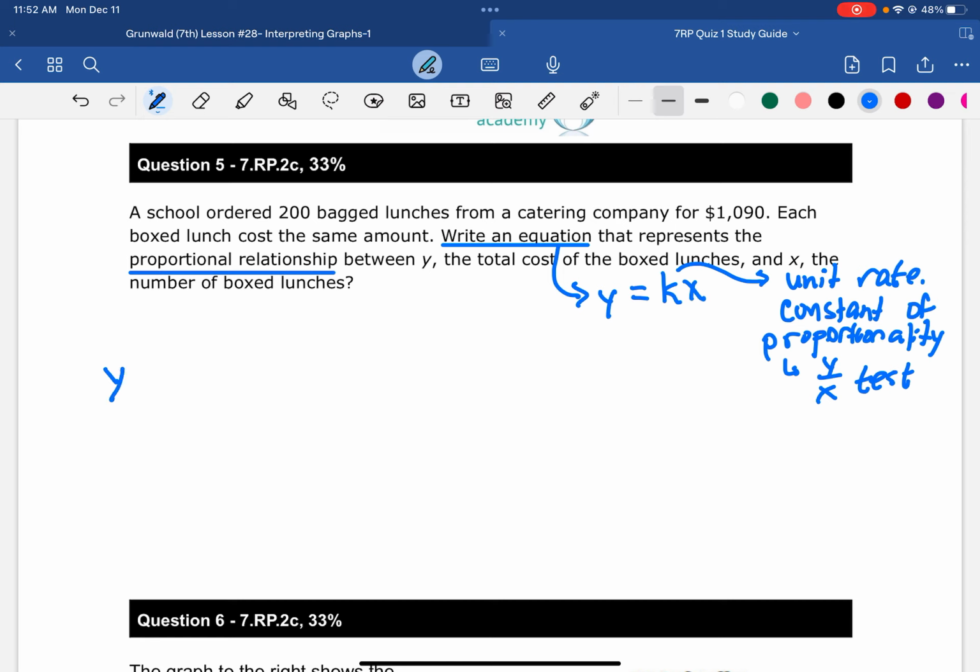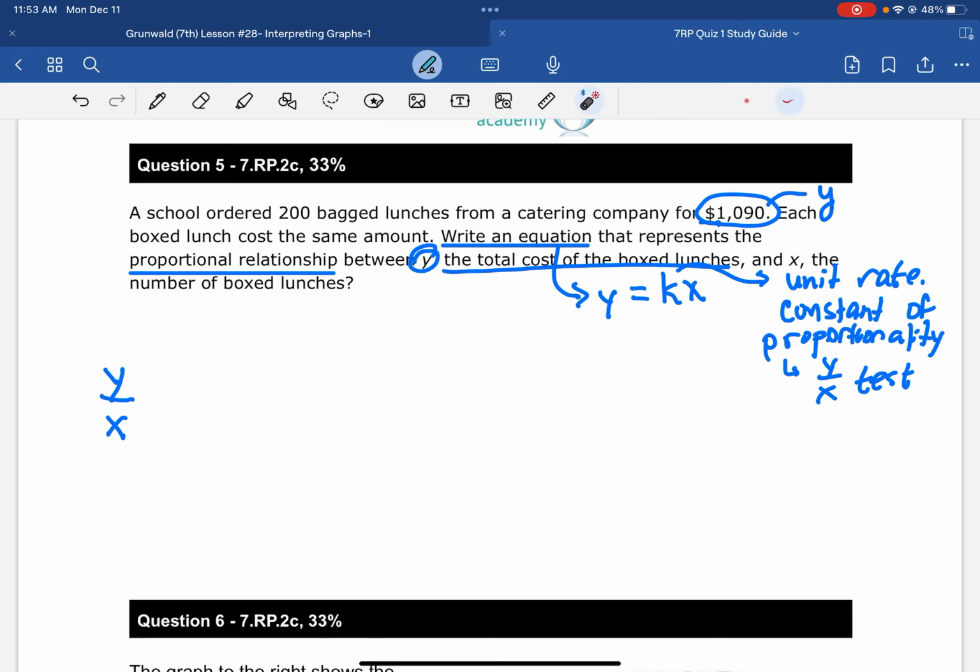We're gonna do the y over x test, which means simply that we're dividing our y value by our x value. Now, they told us in the problem that y is talking about the total cost of the box lunches. Did they tell us what that value actually was in the problem? Well, yeah, the total cost was $1,090. So that is our y value, because that is telling us y, the total cost of box lunches, and that was $1,090, which will represent y.